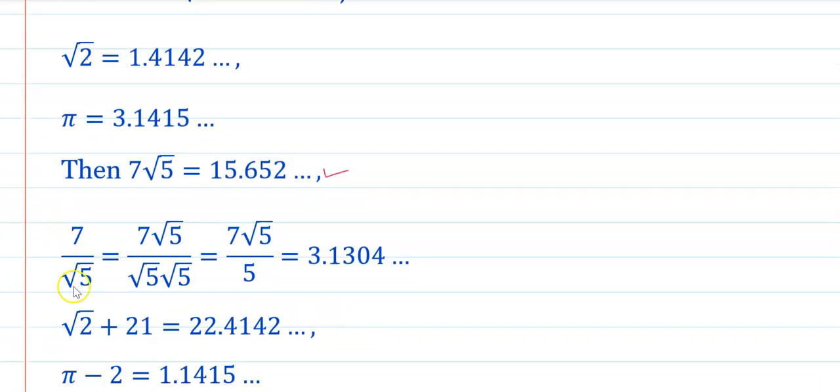Next, 7 upon root 5. Here we rationalize the denominator, and for that we multiply numerator and denominator by root 5. That is 7 into root 5 upon root 5 into root 5, and the denominator becomes 5. Now 7 into root 5 is 15.652, and if we divide it by 5, again we get an irrational number, that is 3.1304 and so on.